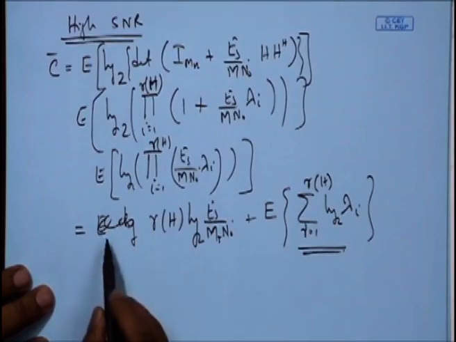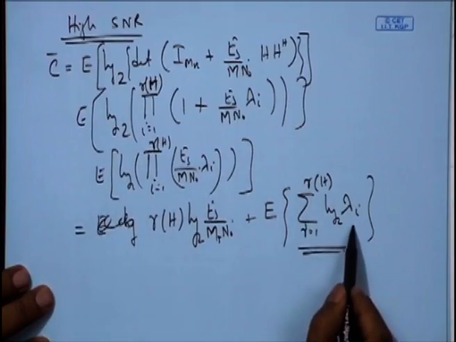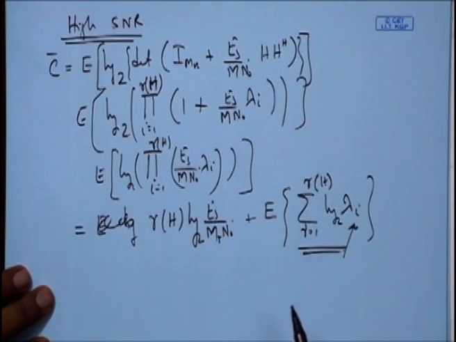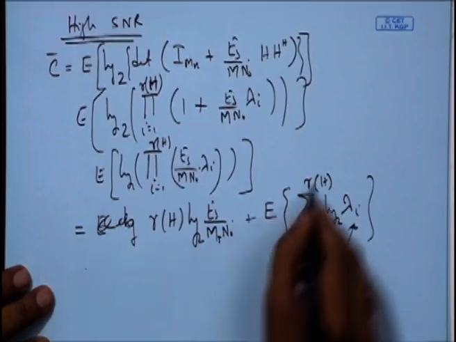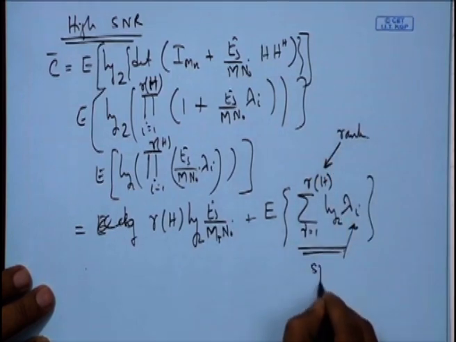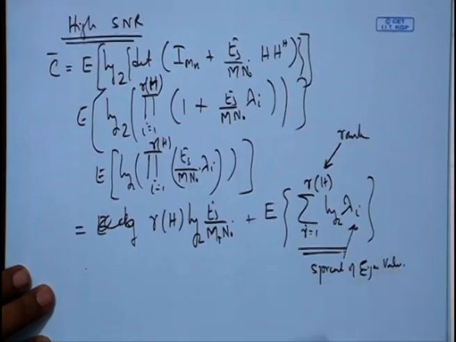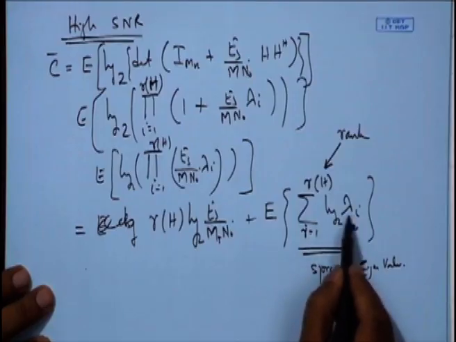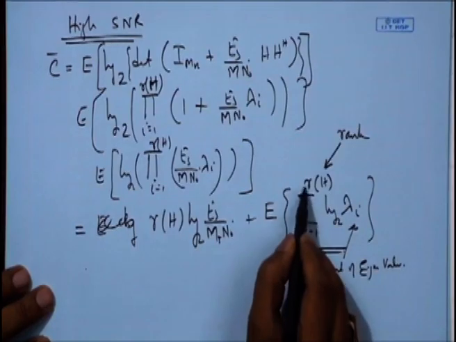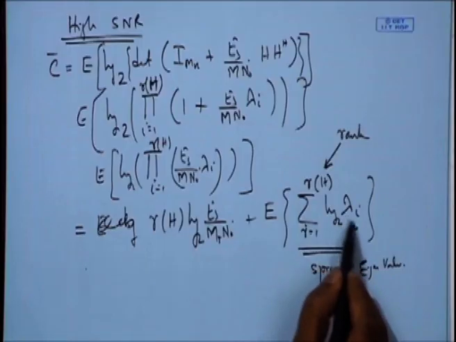So when SNR is high, the capacity is determined by the spread of eigenvalues. So it is determined by two things: the rank of the channel and the spread of eigenvalues. Again, clearly this thing will be maximized when all the lambda_i's are equal and when there is full rank. So if rank is less, then capacity is less. So we would like to have full rank as well as a lesser spread of eigenvalues.